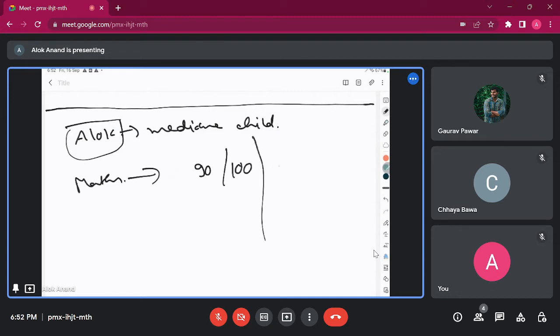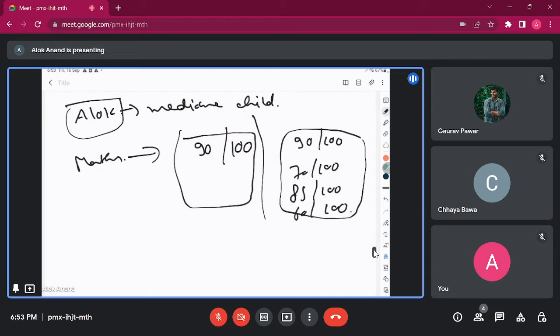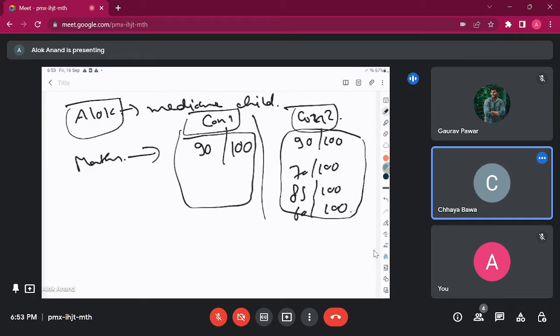And in the second case, I got 90 out of 100, I got 70 out of 100, I got 85 out of 100, I got 60 out of 100. ठीक है? So out of the two cases, which particular case do you think will be more reliable to report my performance? Out of the two conditions, that is condition 1 and condition 2, which particular set of condition will be more reliable to report my performance? ठीक है? बताओ, छाया आप बताओ, कंडीशन 1 या कंडीशन 2? 2 only. 2 होंगे। ठीक है?